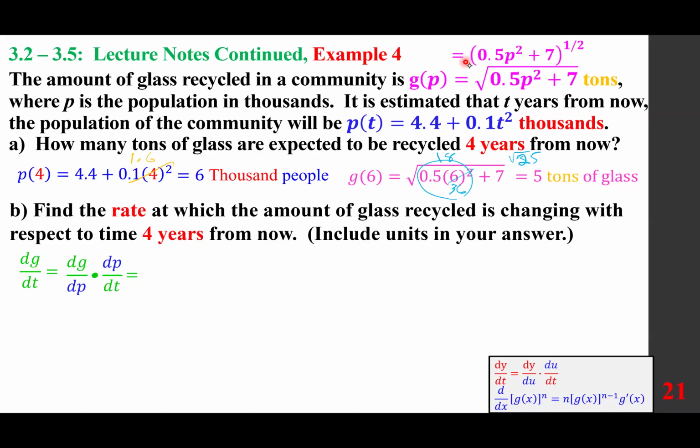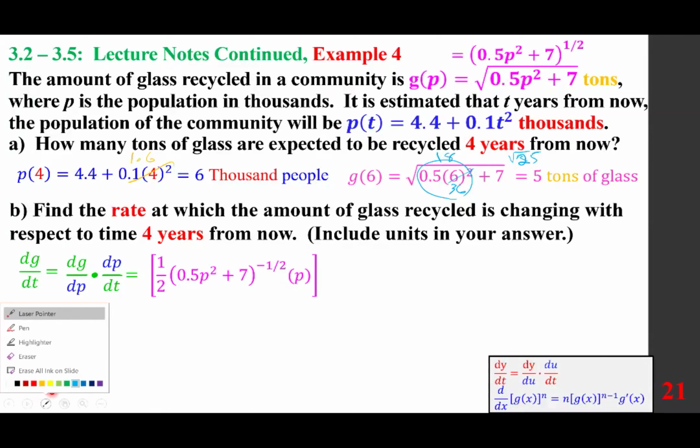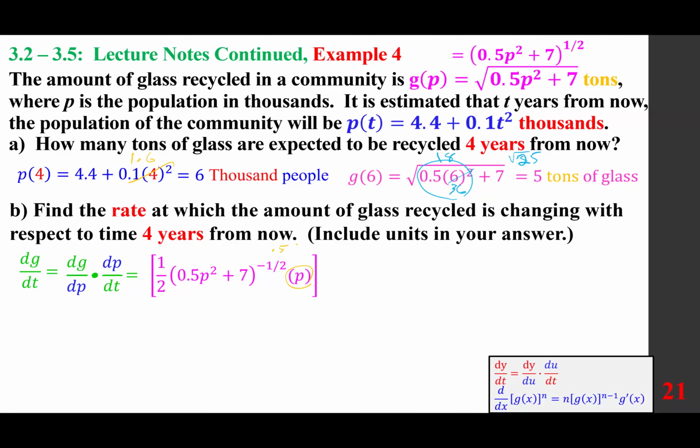So 1/2 sits in front. Same thing to the power of 1/2 minus 1, or negative 1/2. The derivative of the inside, 0.5 times 2p, is p. So a quick recap: 1/2 sits in front. Same thing to the power of 1/2 minus 1. Now, by the chain rule, I need the derivative of the inside, 0.5 times 2p. So that's dG/dp.